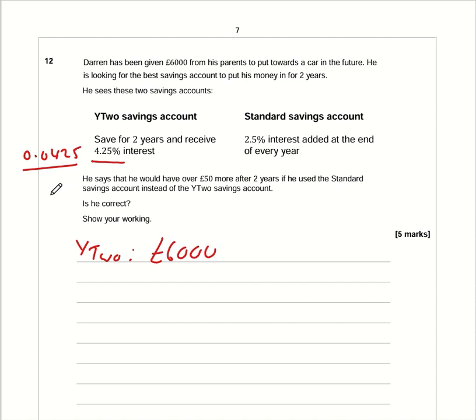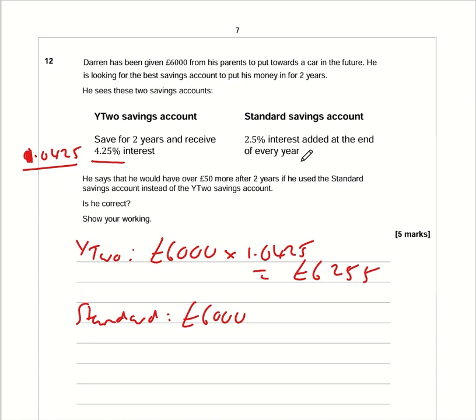Now we want to increase by 4.25%, so what we need to do is add 1 to this basic percentage multiplier, and that turns it into 1.0425. So 6,000 multiplied by 1.0425 will give us a new amount of £6,255.